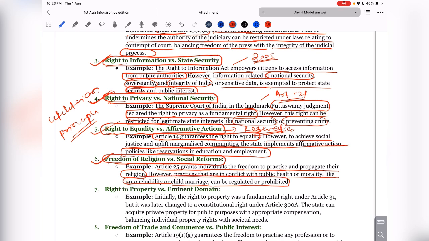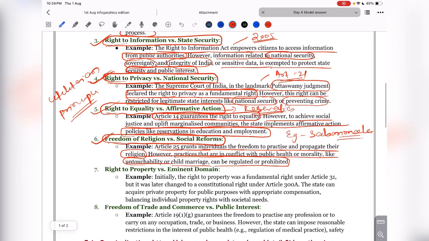Example, a recent classic example is the Sabarimala temple. Women in the menstruating age are allowed to enter the Sabarimala temple. It is a classic example of freedom of religion versus social reform, because the temple norms impose a restriction on women just because of their menstruating age.